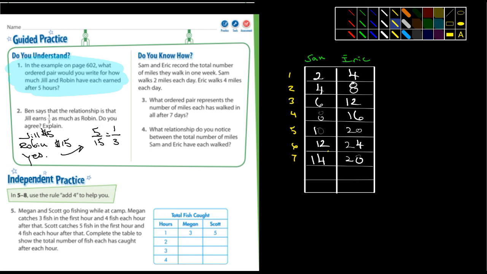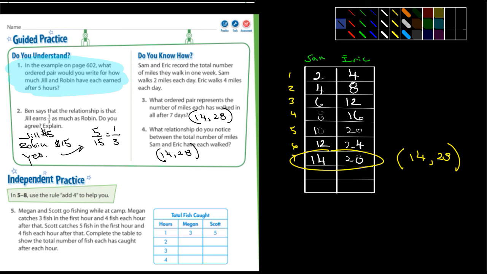What ordered pair represents the number of miles each has walked after 7 days? Okay, so after 7 days, the ordered pair is 14, 28. Okay. And so I'm just going to put down 14, 28. Oops, put that in the wrong spot. 14, 28.